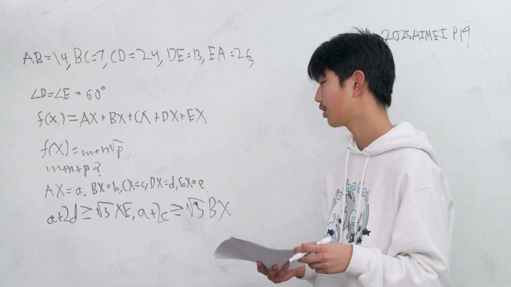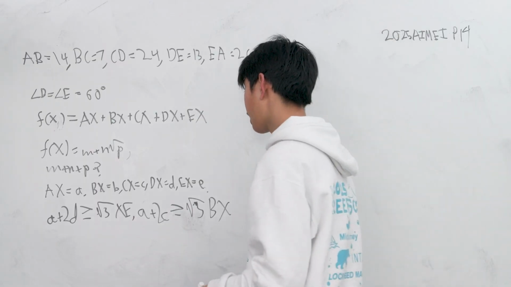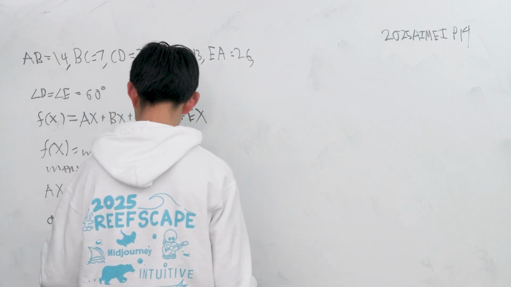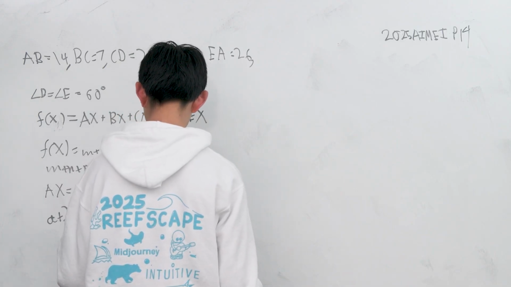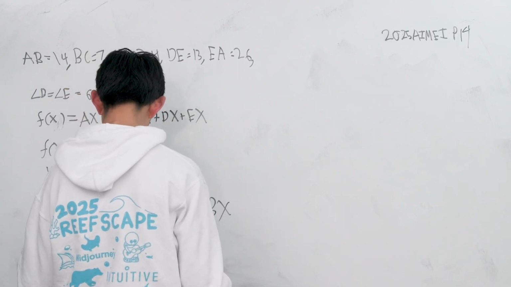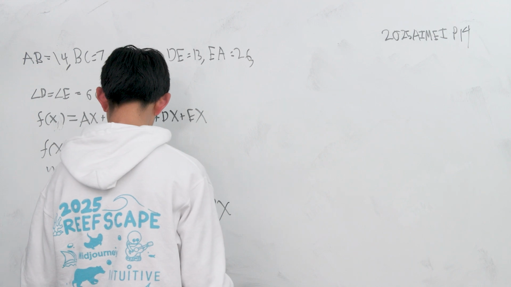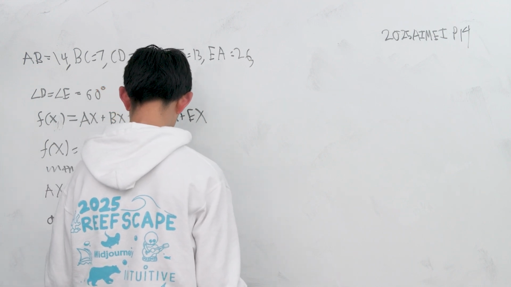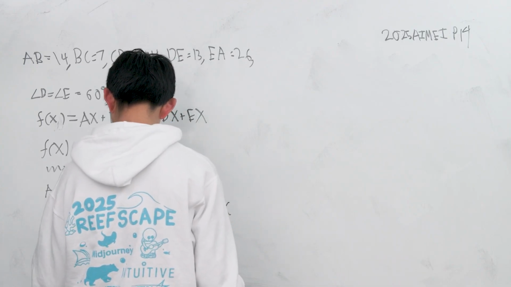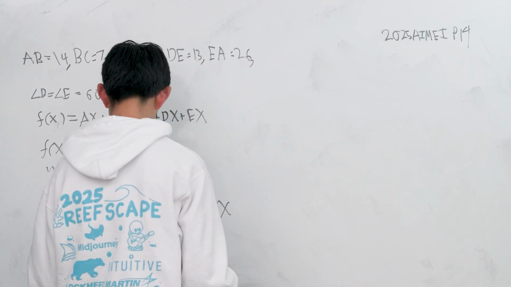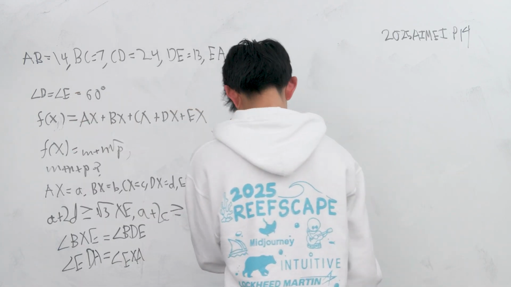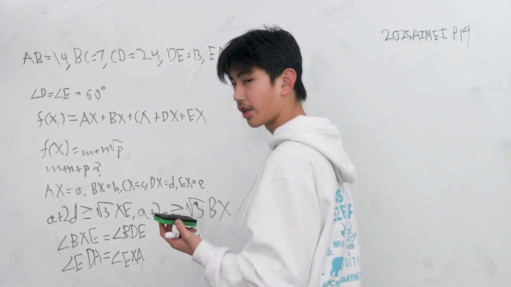So the first thing we can do, we see there are some angles of interest. Angle BXE is equal to BDE, and angle EDC is equal to angle EXA. No, it's not C, it's A. We can therefore prove that B, X, and E are all collinear.